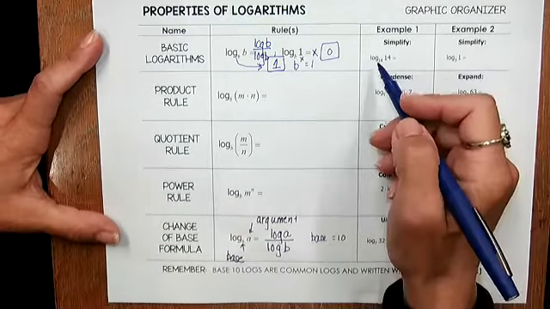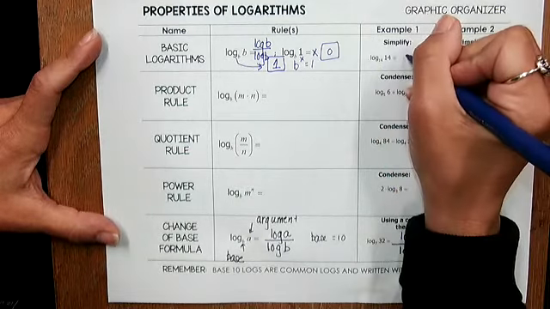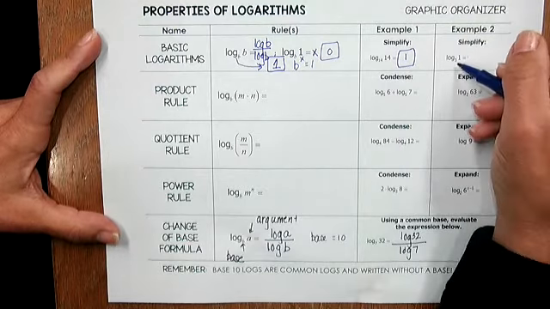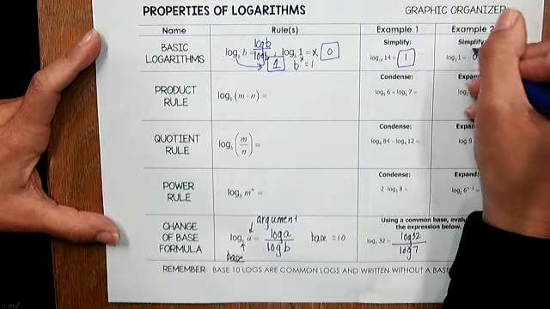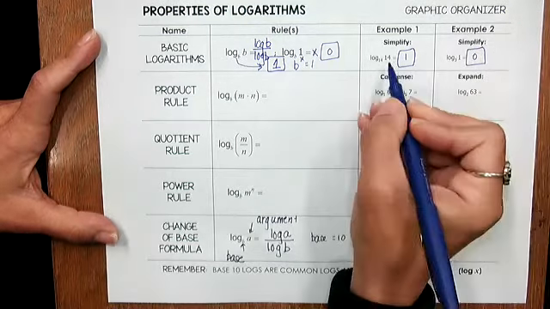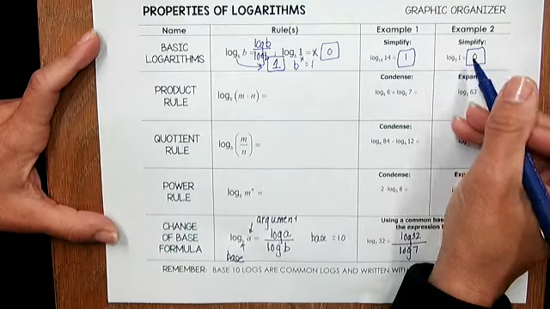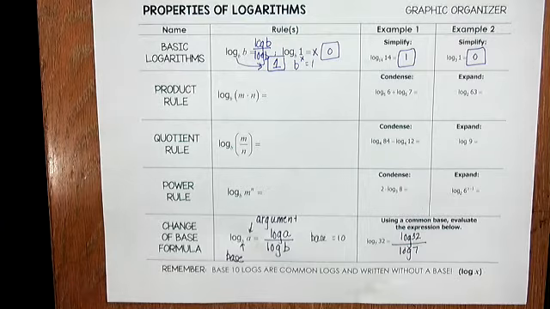So let's simplify. No work necessary. The base, the argument are the same. The answer is 1. Who cares what the base is? The argument is 1. You get 0. Same base, argument, you get 1. Base, argument is 1. You get 0. This is going to take a lot of getting used to. I'm just going to introduce it today.